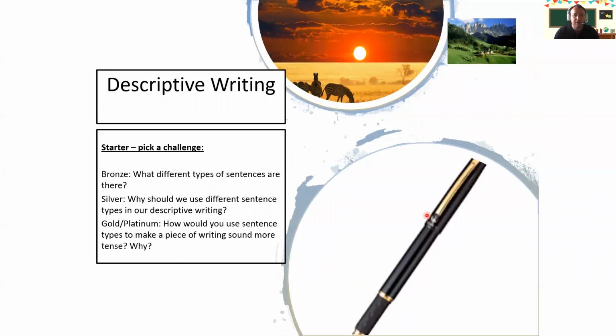So pause the video now and give yourself a few minutes to attempt those questions. Okay, so what different types of sentence are there? So we've got simple, compound, and complex being the 3 main types.